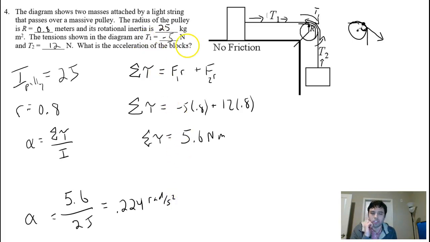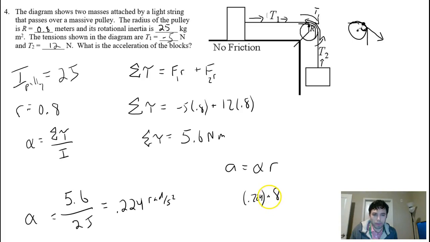But it asks us to find the acceleration of the blocks, and the blocks aren't spinning, right? They're moving in a linear or translational fashion. So radians per second squared for these doesn't really make a lot of sense. So we're going to convert that into linear acceleration, which is a = alpha r. Again, we're going to use the radius of the pulley, which is 0.8, because we want to convert the acceleration of the pulley to a linear form, which will tell us what the linear acceleration of the blocks is. 0.8 times alpha, 0.224.